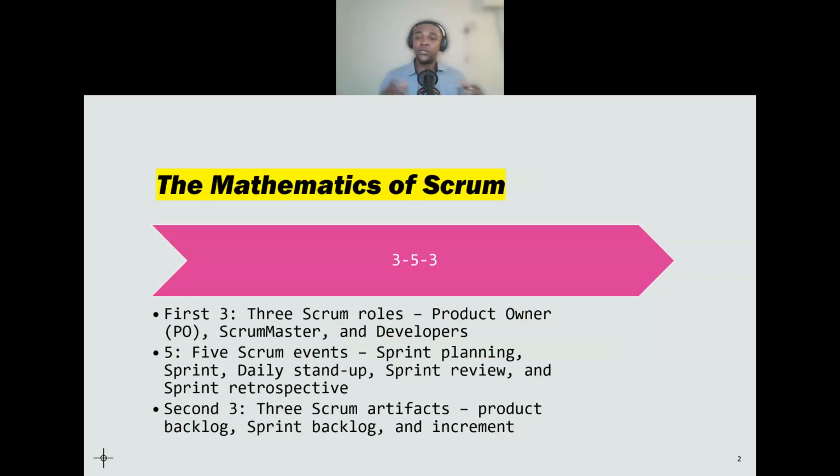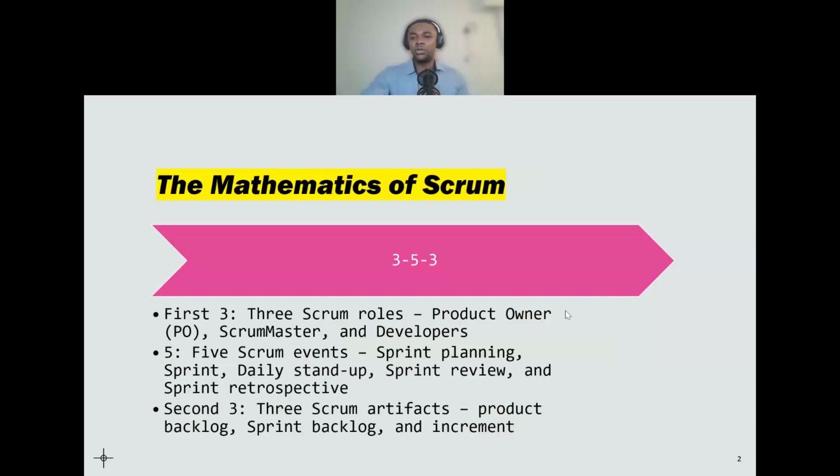So that is why, with Scrum, people say it is very complicated. I don't see how complicated Scrum is. If you can really remember this mathematics of Scrum, 3-5-3, 3 Scrum roles, 5 ceremonies, and 3 artifacts, you will really follow and understand what Scrum is and how it works.